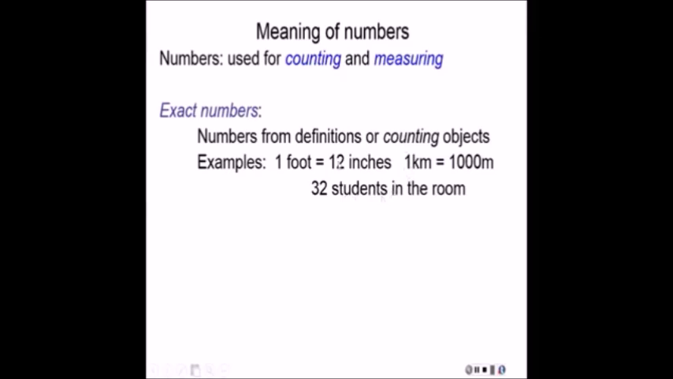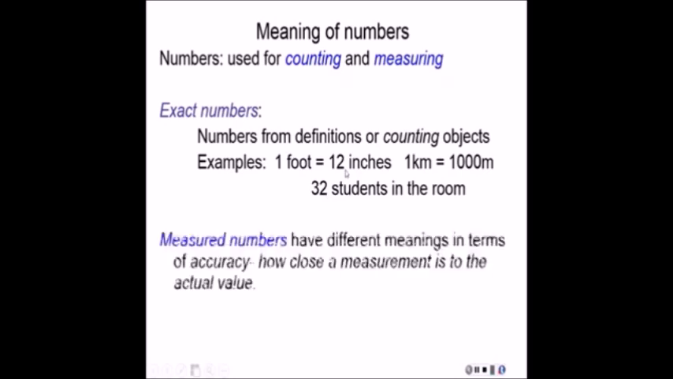So whenever we count objects or use definitions, there's no such thing as accuracy with these numbers. But with measured numbers, there is. How accurate a measured number is will depend on the instrument used to do the measuring. So if we have a very accurate instrument, we can get a very accurate measurement. But we can never get an exact measurement, because every single measurement has some uncertainty with it.